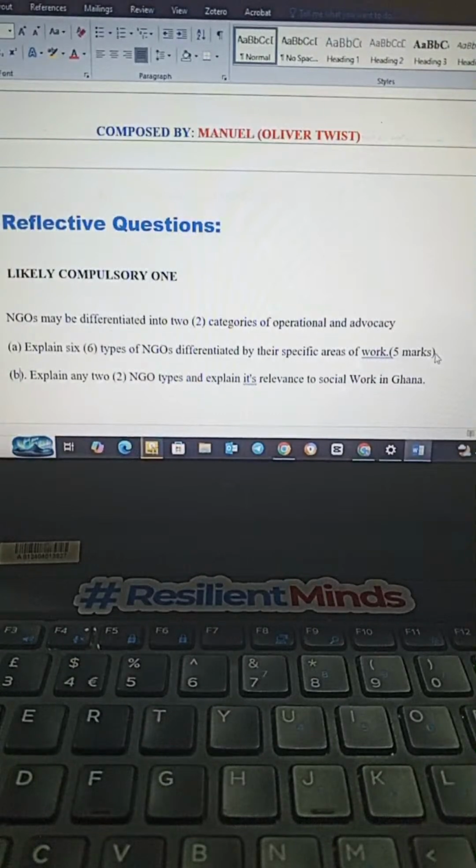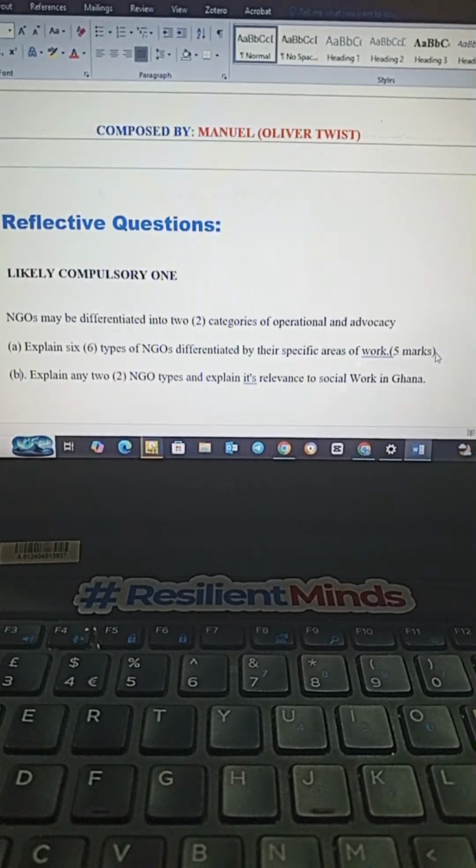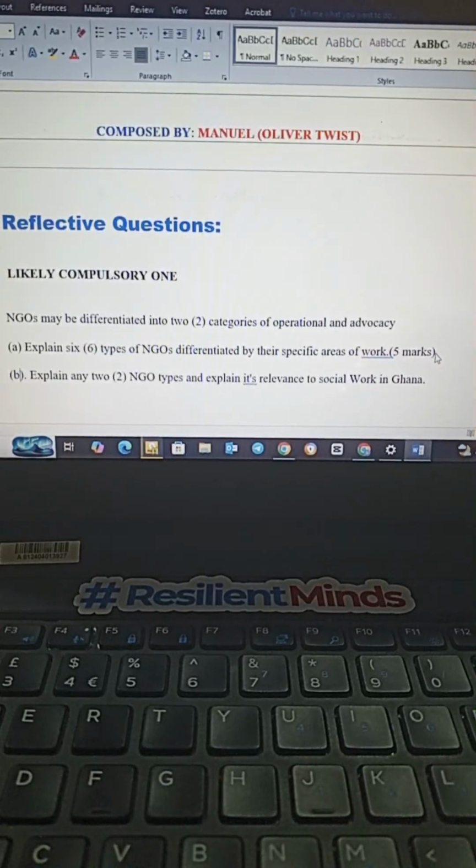CSO. So CSO, we have Amnesty International, PPAG Ghana, Marie Stopes Ghana, Savannah Signatures, Ghana SRHR Alliance, and so on and so forth. We can talk of a whole lot of them. So these are all examples of what? CSO. So this helps us explain question number 1A.